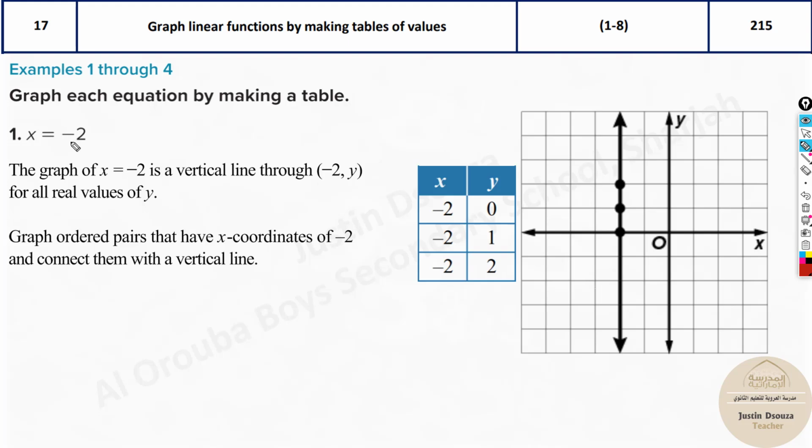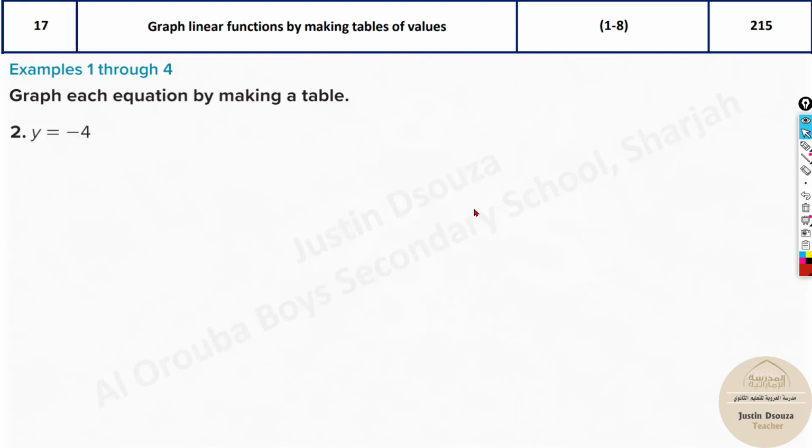Now, if you understand this equation properly, x equals minus 2, that means you should just draw a straight line at x equals minus 2. That's it. That is the answer. Now, what they are saying over here is the graph of x equals minus 2 is just a vertical line, for all real values of y. So you can make this table and graph it up. This is an easy one. Let's look into other problems.